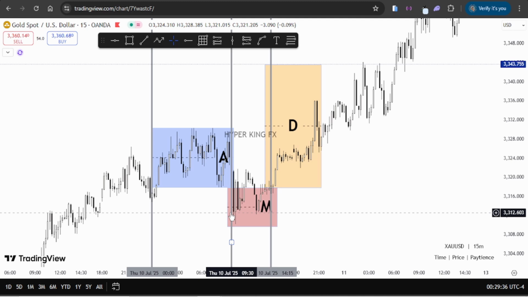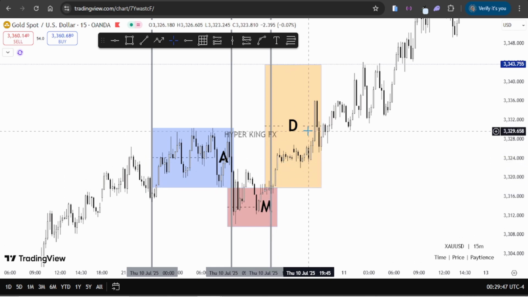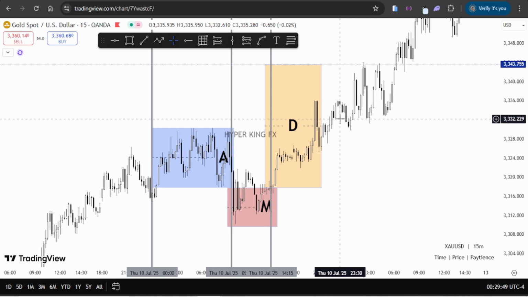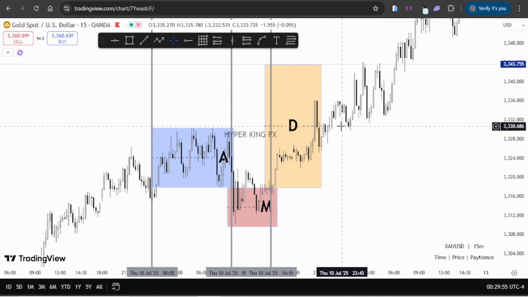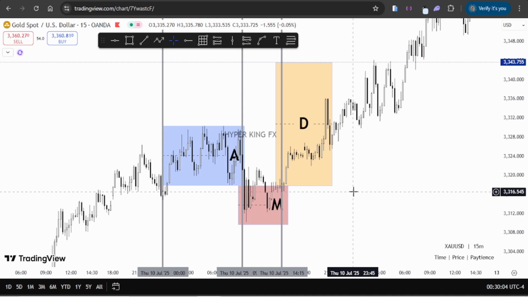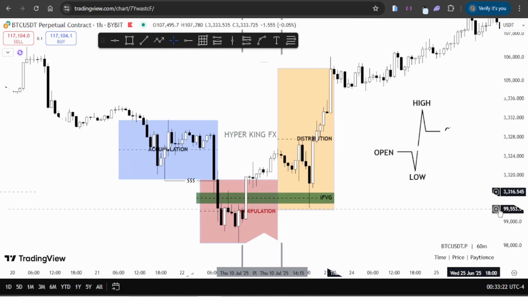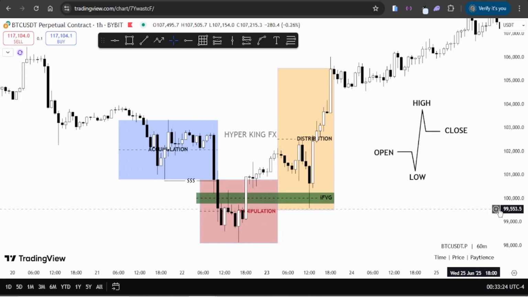This is the manipulation at the New York open, and distribution happened in the PM session at exactly 2 p.m. New York time. The distribution phase started to move. Look at this liquidity sweep and the clean move afterwards. That is AMD in action. Now you know the secret behind how smart money moves the market: accumulation, manipulation, and distribution. Start watching this three-phase cycle in your trading sessions. It will change how you see price forever.